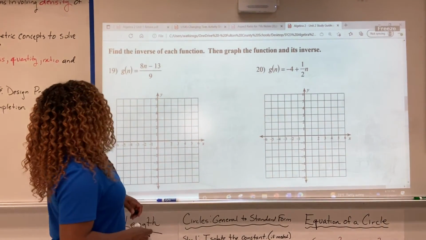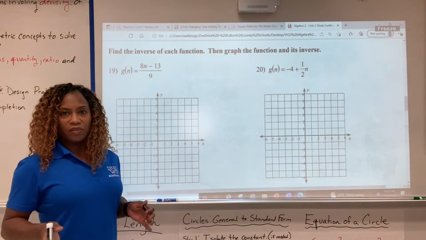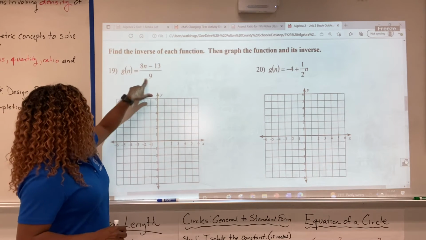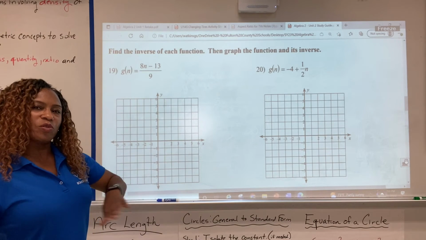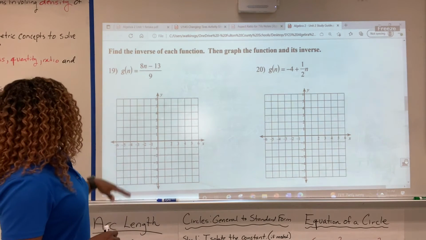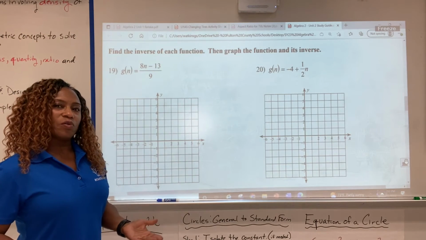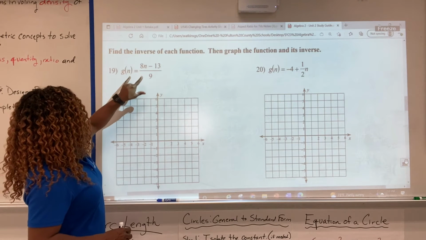So for 19, again, we're still finding the inverse of a given function, but then after we find the inverse, we're gonna graph it. But we're gonna start out by graphing the function itself. So we're gonna graph this, and when we graph this, we're gonna actually use Desmos in order to get our graphing done quickly. We'll graph the function, find the inverse, and then graph the inverse on the exact same coordinate grid. So let's start with the function.